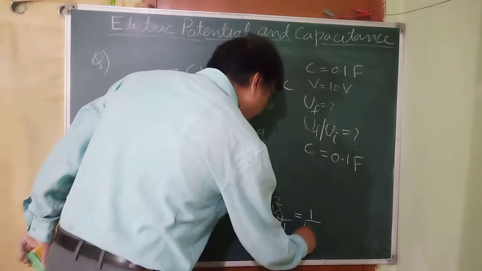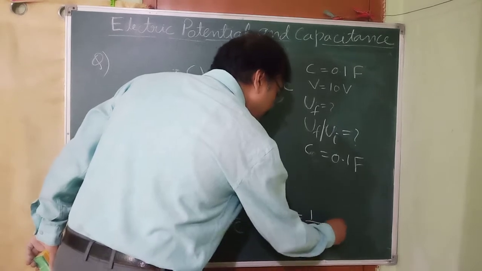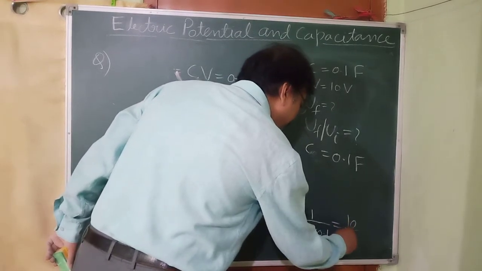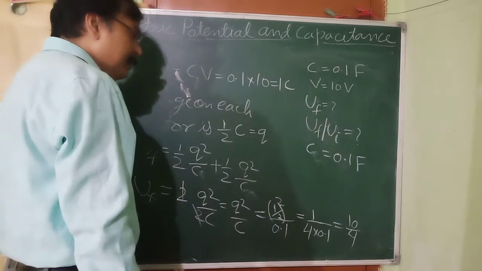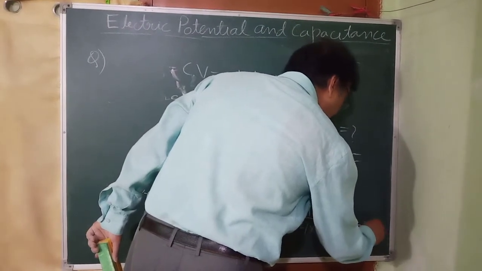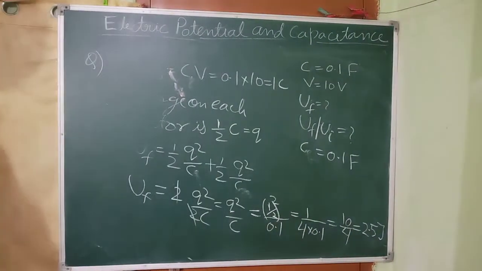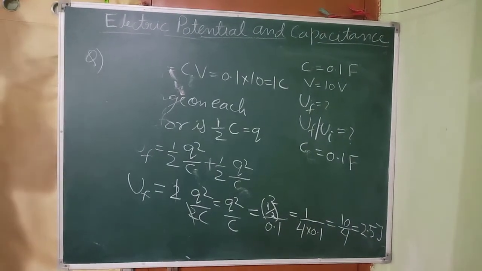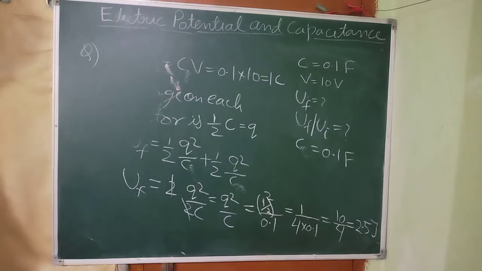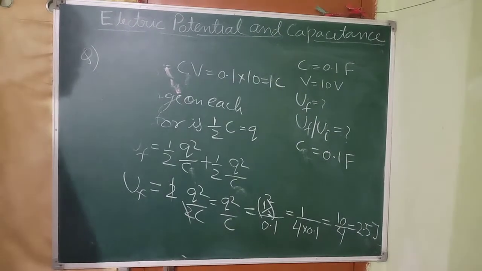So 1 by 4, and here we have 0.1, so for this 0.1 we can write 10 by 4. 10 by 4 is how much? That is 2.5. Now it is correct. The correct energy is 2.5 joule.